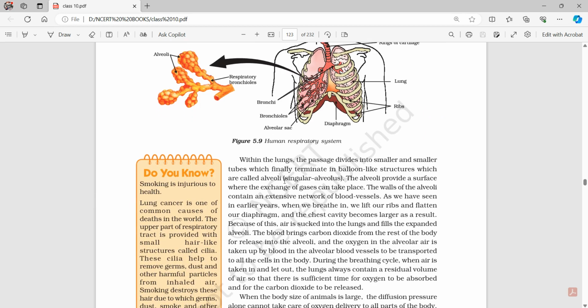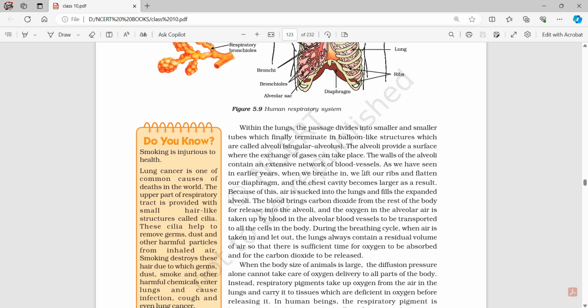Within the lungs, the passage divides into smaller and smaller tubes, which finally terminate in balloon-like structures called alveoli. The alveoli provide a surface where the exchange of gases can take place. The walls of alveoli contain an extensive network of blood vessels.